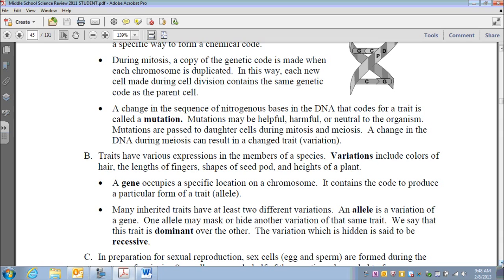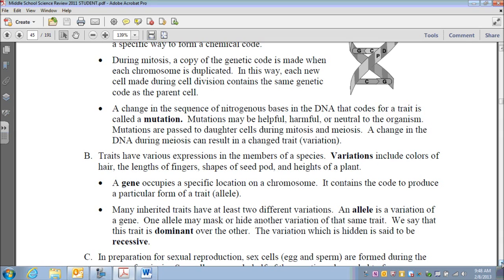Part B. Traits have various expressions in the members of a species. Variations include colors of hair, length of fingers, shapes of seed pods, and the heights of a plant. A gene occupies a specific location on a chromosome. It contains the code to produce a particular form of a trait, also known as an allele.